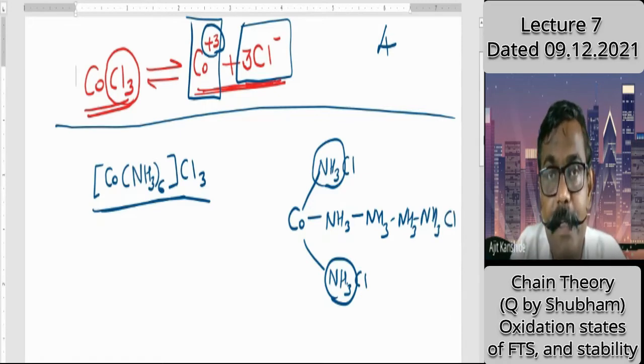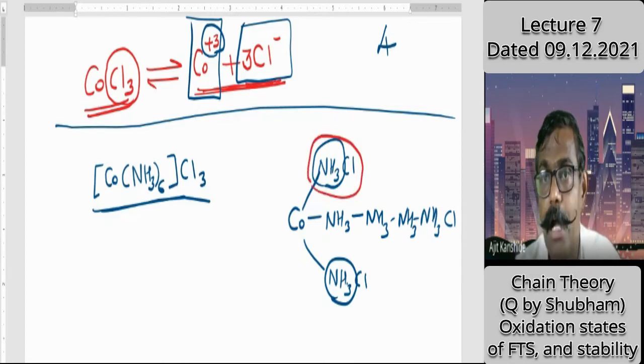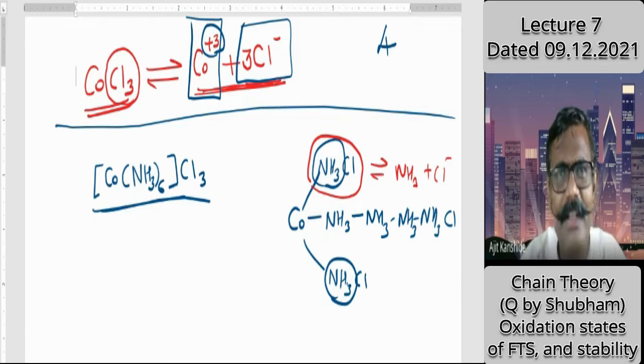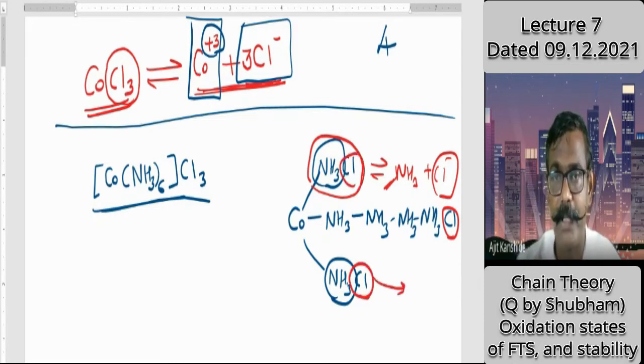So what is their expectation from this complex or from this structure? Whichever NH3-Cl bond is there, it is ionizable and will give NH3 plus Cl-. Charge and all they have not considered in detail. It will give one Cl-, it will give the other Cl-, and the third Cl-. Such 3 Cl- ions will come out from this complex.